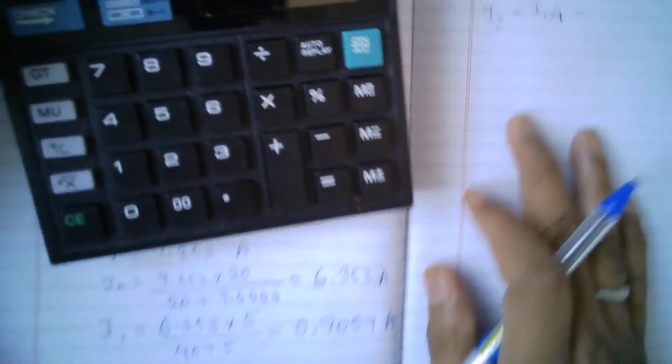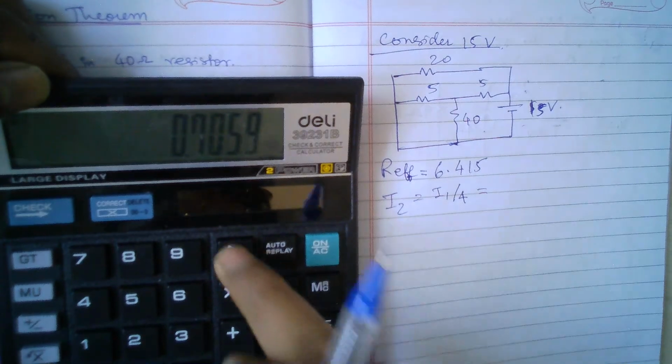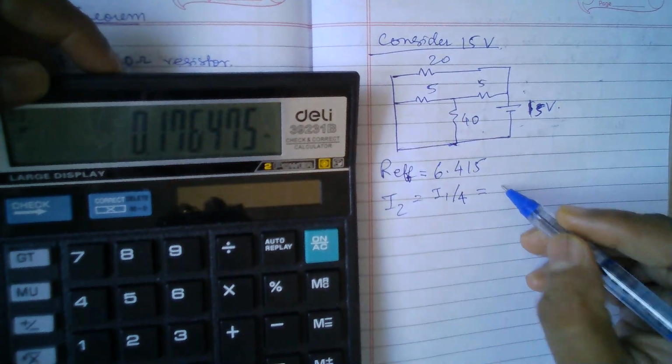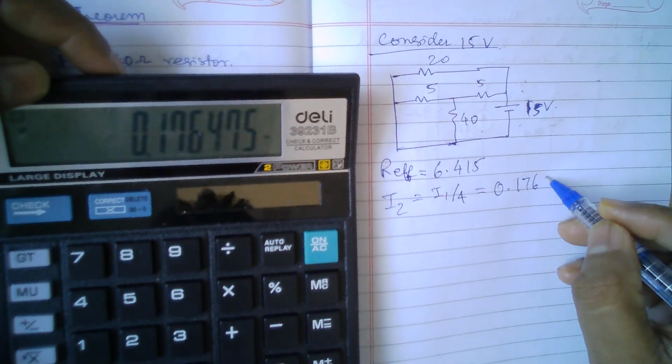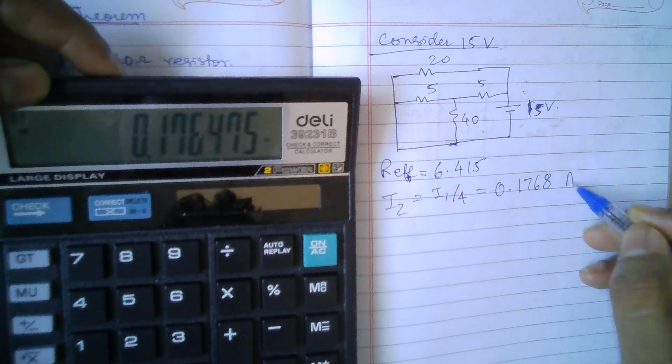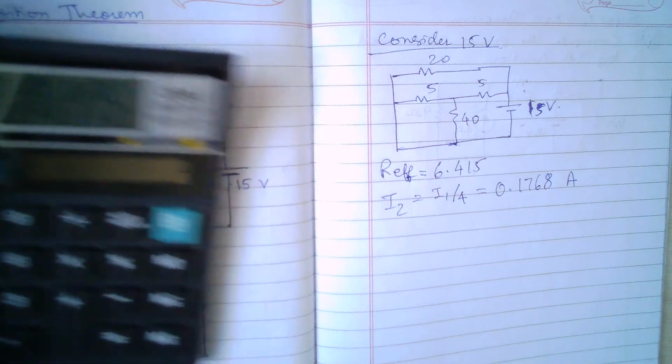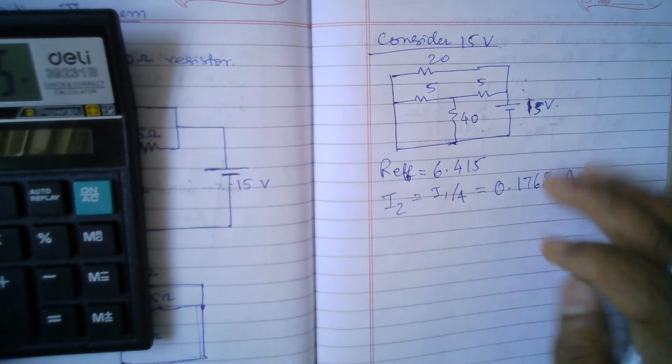I1 is 0.7059, so 0.7059 divided by 4, I am getting 0.176475, or 0.1768 amperes. If you are feeling doubt, let's verify it.